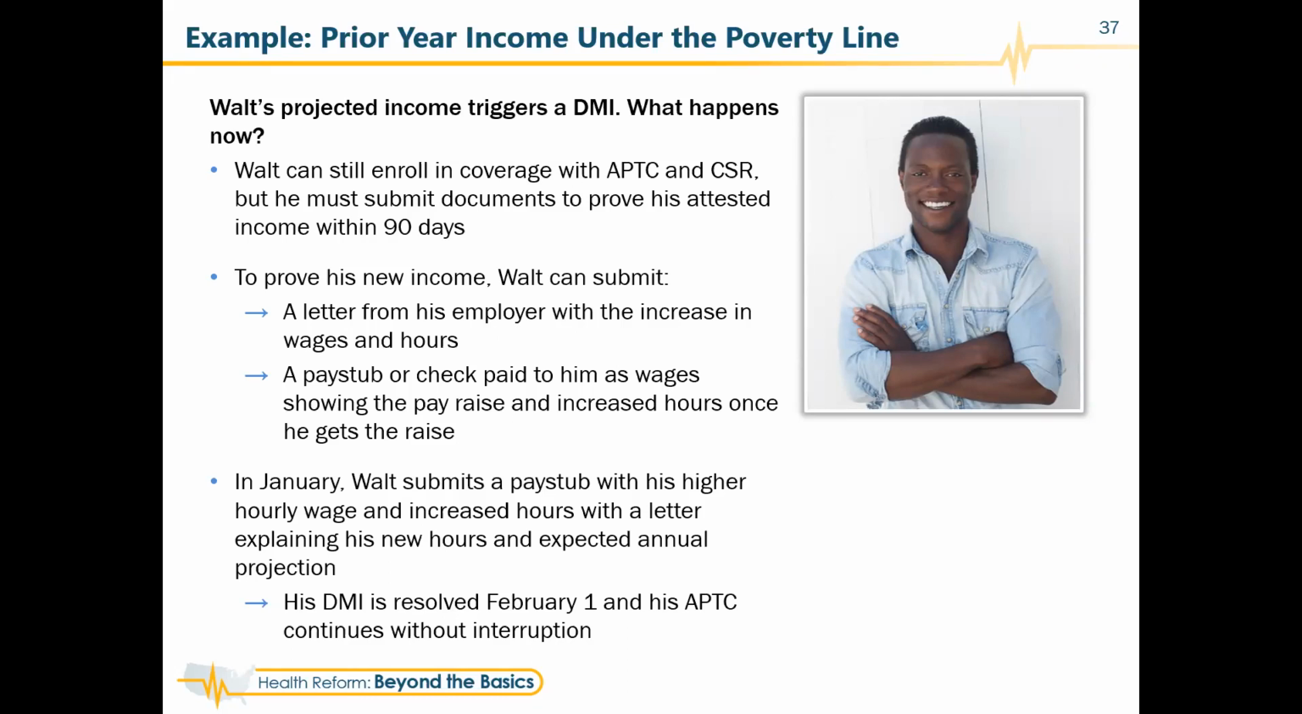So part of this for Walt might depend on the timing. If he wants to get this DMI taken care of in December and he doesn't yet have a pay stub that's going to show the correct number of hours and the correct wage, then he can get that letter from his employer. If we've already ticked over the calendar to 2020 and he has a pay stub and we're still within that 90 days, then the pay stub might be good enough to show what his new income will be. So in January, he submits a pay stub and his DMI is resolved in February, and his coverage and his financial assistance will continue without interruption.